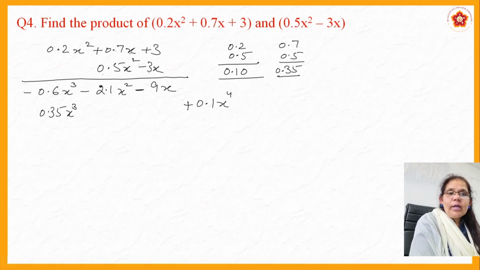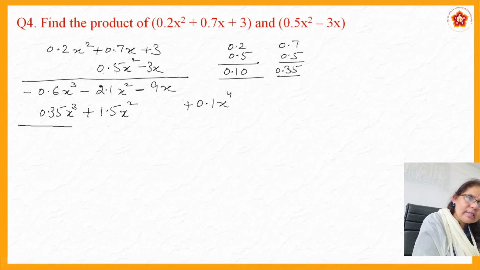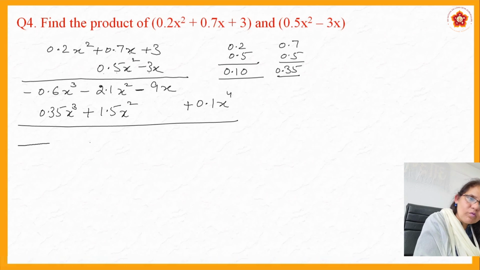Let us see the third one. 0.5x square multiplied by 3. Plus sign is there. 0.5 into 3. It is 1.5. 5 threes are 15 and only one decimal place. So x square will come here. Let us add them all and see what do we get.